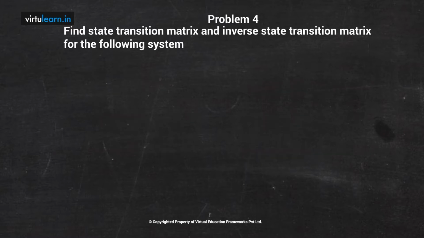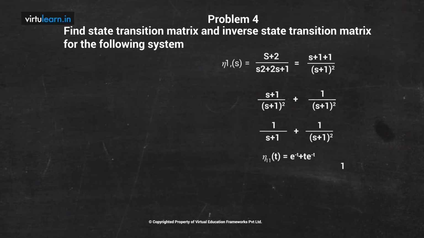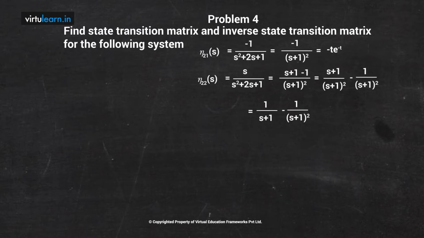Now, individually, if you try to find out, you can easily say that phi 1 1 is going to be e power minus t plus t e power minus t, and phi 1 2 is going to be t times e power minus t. Phi 2 1, if you find the inverse Laplace of it, is going to be minus t e power minus t. And we can also find out phi 2 2. Given the system, we can easily do the partial fractions, and in all cases we need to do partial fractions before applying the Laplace transform.